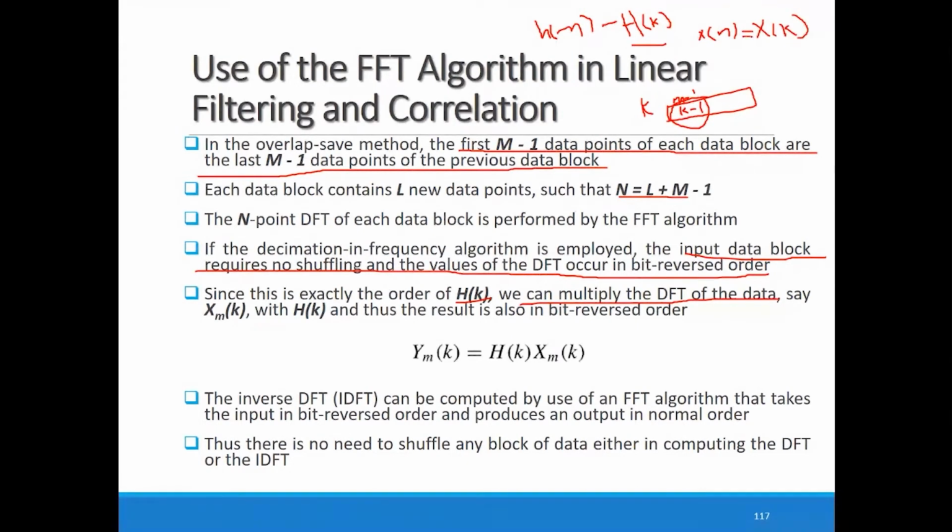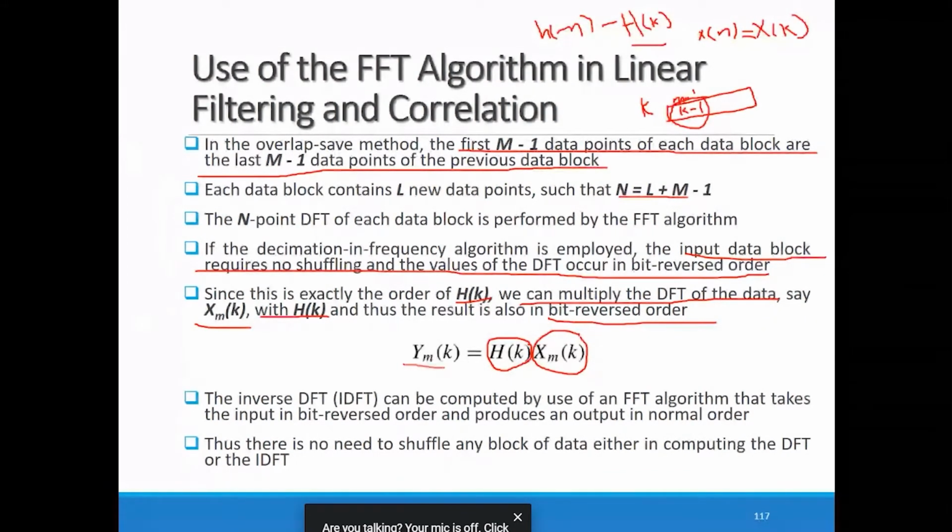Now, as we have to do the convolution in the time domain, here we have to perform multiplication in the frequency domain to get the output. Since this is exactly the order of H of k, we can multiply the DFT of the data, X m of k, with H of k, and thus the result is also in bit reverse order. As our H of k and X of k are in bit reverse order, it will produce the Y m of k output, which is again in bit reverse order.